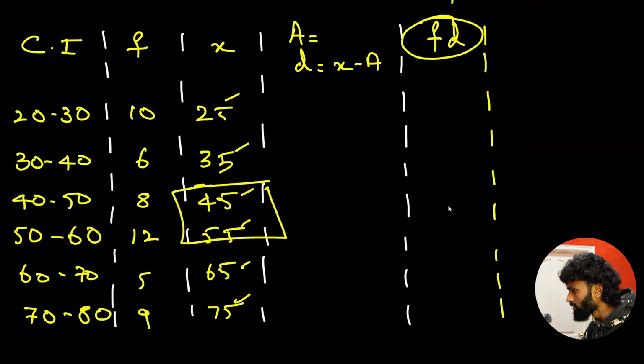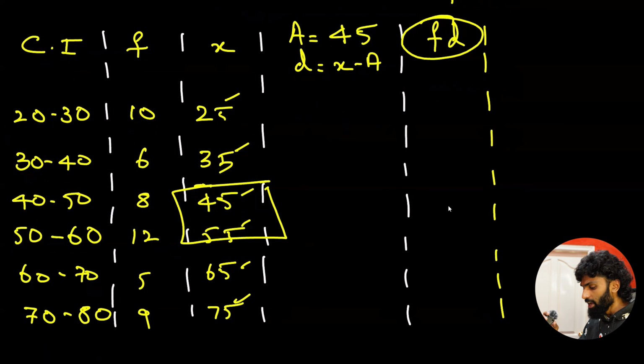So right now 45 and 55 are the midpoints. We assume the mean to be 45. Okay, we assume the mean to be 45. Then we find the value of D. Getting it? Now what's the formula for D? Always understand D is x minus a.